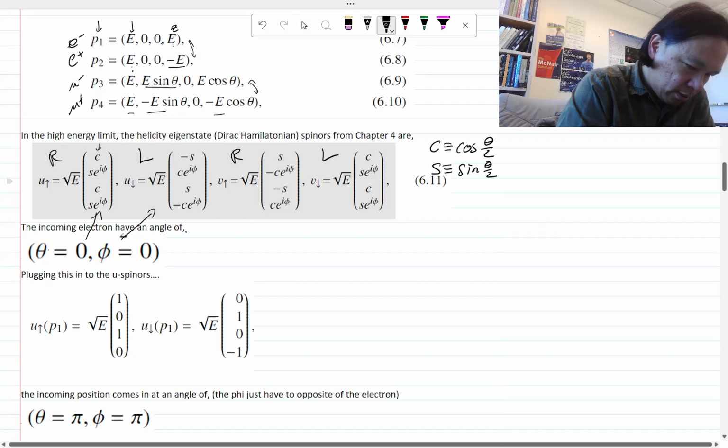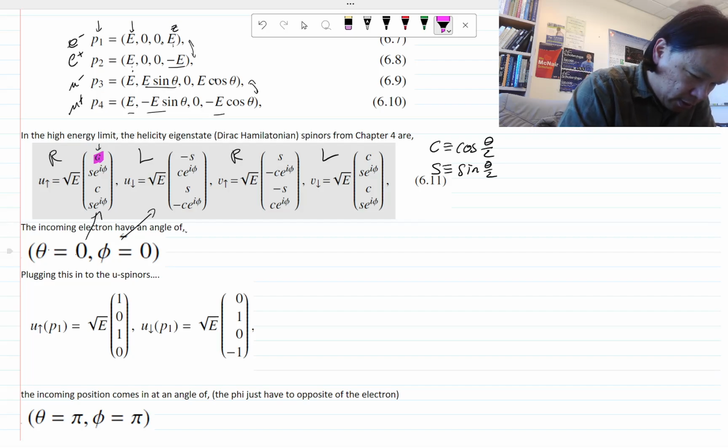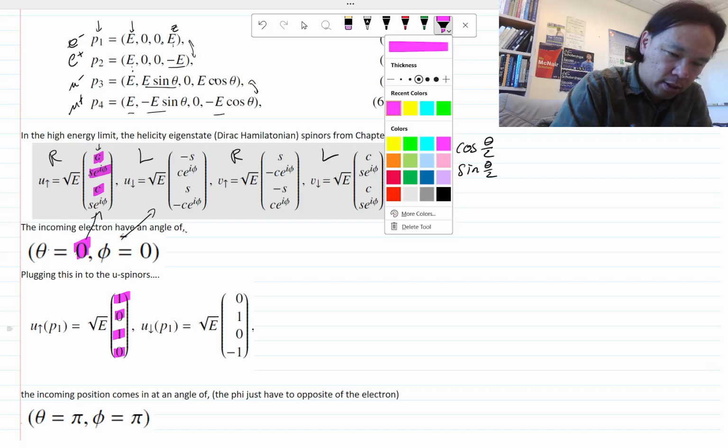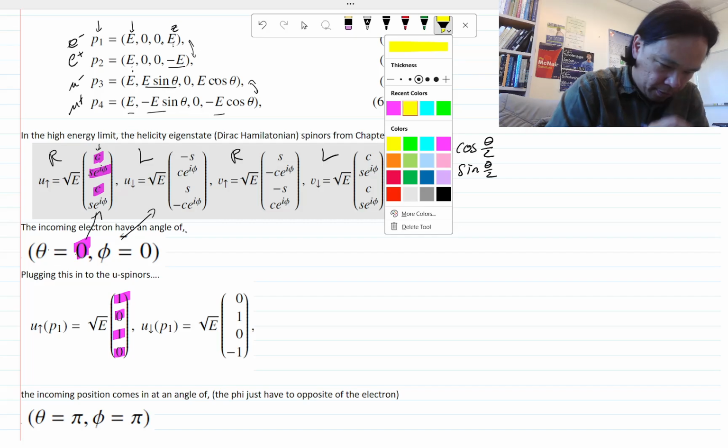Okay, so cosine of 0 is going to give you 1. So let me just make sure we're following the logic here. Cosine of 0 over 2 is still 0, and therefore it's 1. Okay. Similarly, sine of 0 is 0. And then cosine of 0 is also 1 again, and then sine of 0 is 0. So that's how we get this spinor.